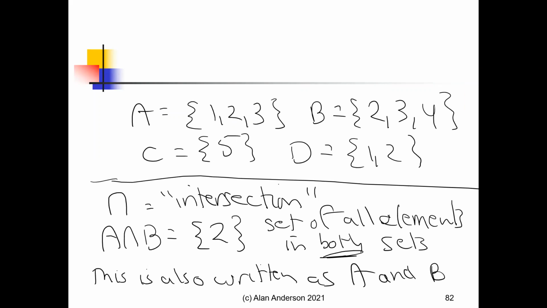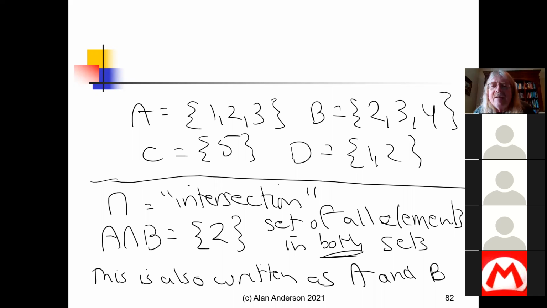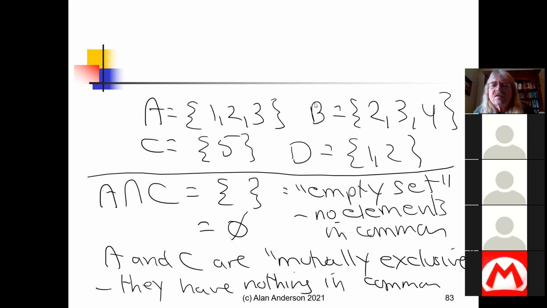It sure is. But anyway, this one is a little more interesting because look what can happen. What if I took 2 sets that have nothing in common with each other, like A and C? Well, then my intersection is defined to be the so-called empty set.